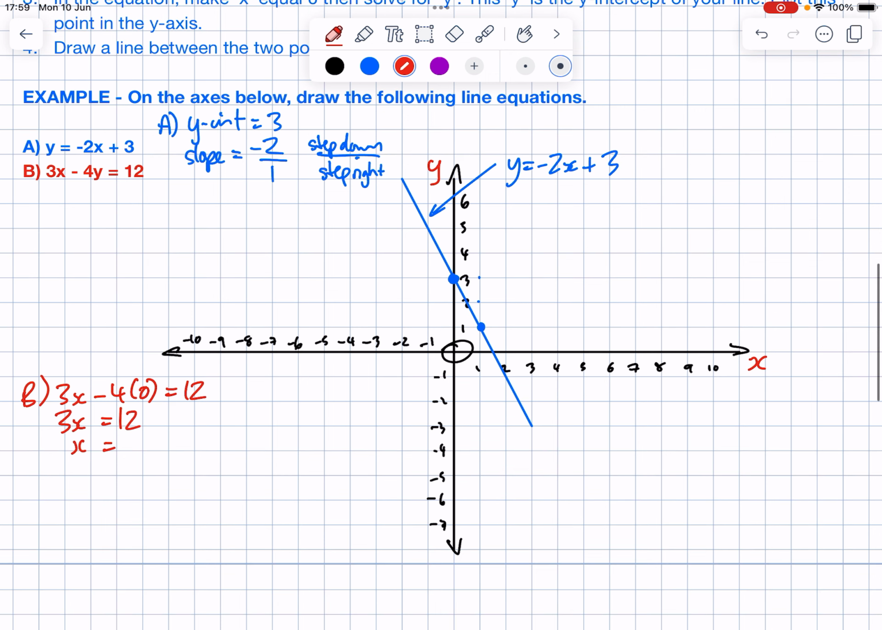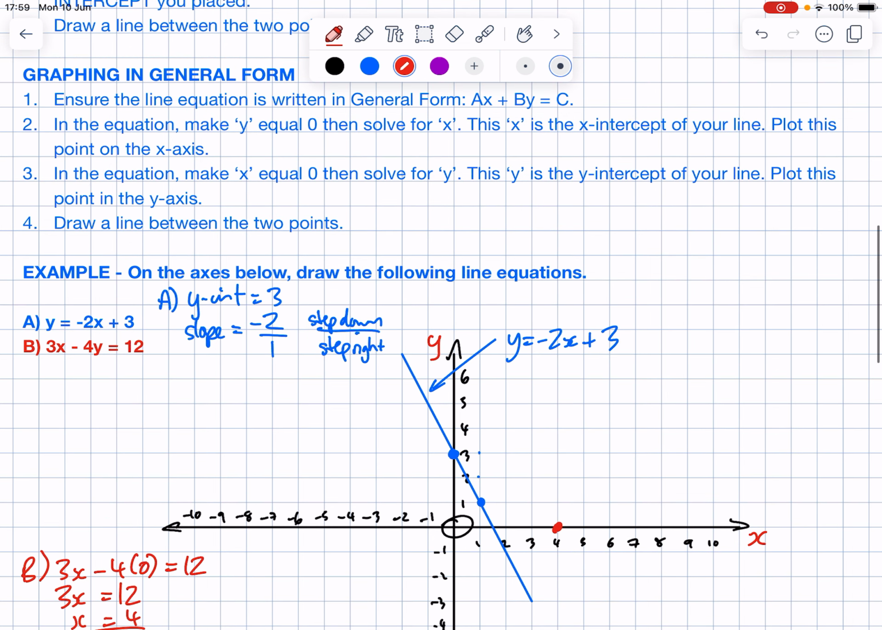x is going to be 12 divided by 3, since 3 is multiplying x, so 12 divided by 3 is 4. That's my x-intercept. x is equal to 4. Place a dot there. Not enough info to draw a line yet.